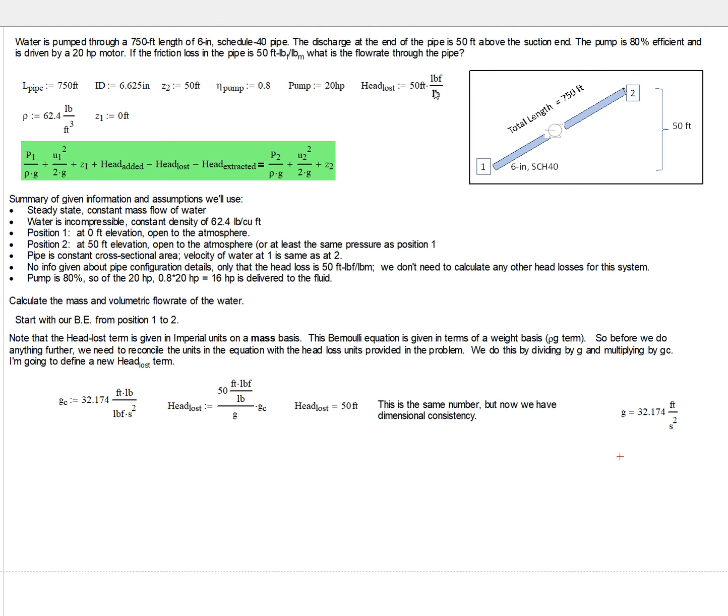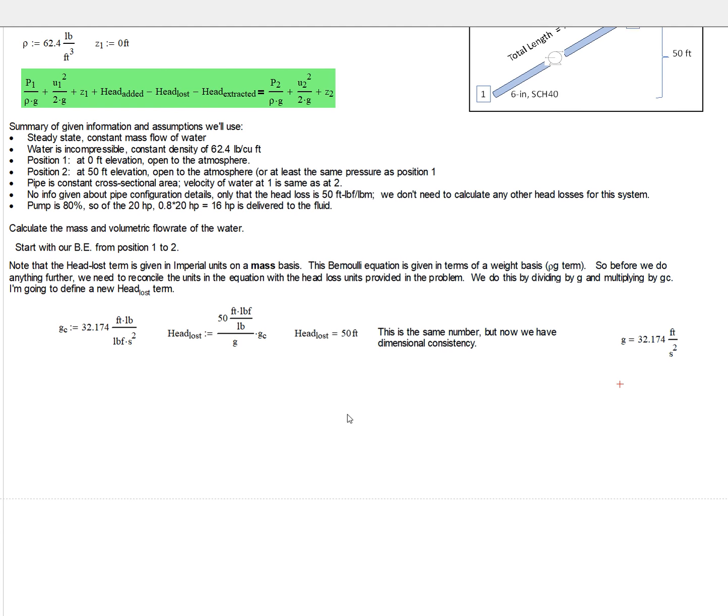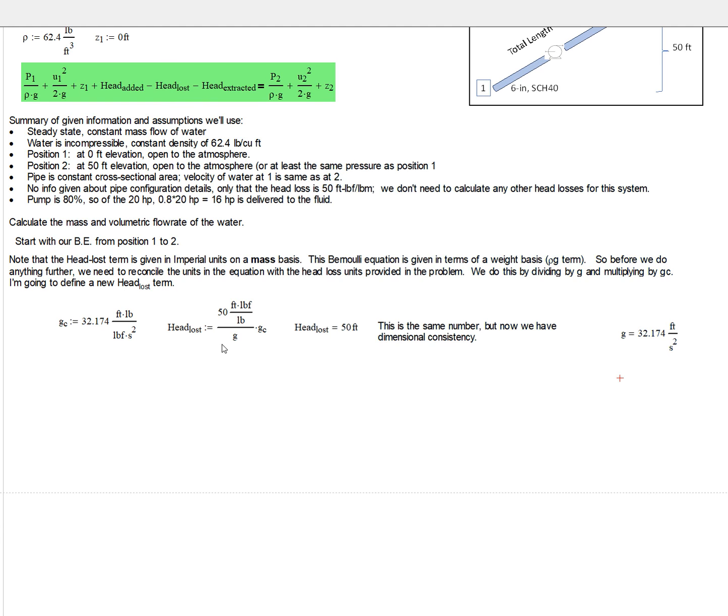That's not how it really works. And I think to make sure that you don't make mistakes in the future with even more complicated problems, it's very valuable, and MathCAD makes it easy to work through these units to make sure that you're dimensionally consistent at each step of the process. So now we've got our head loss term in units of head, and so we can go through.